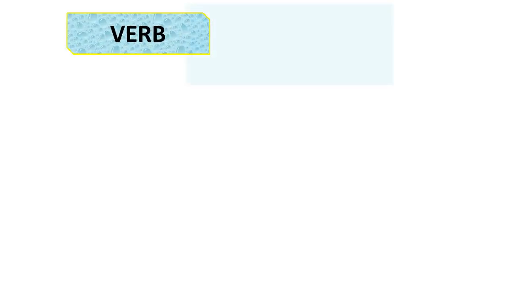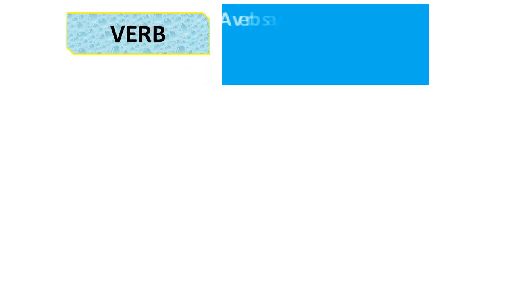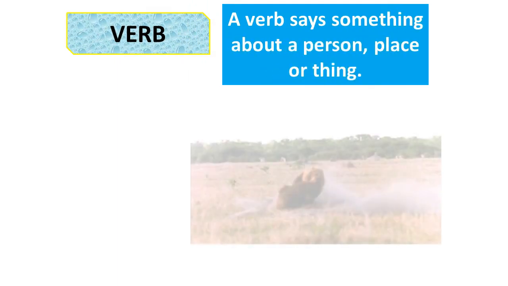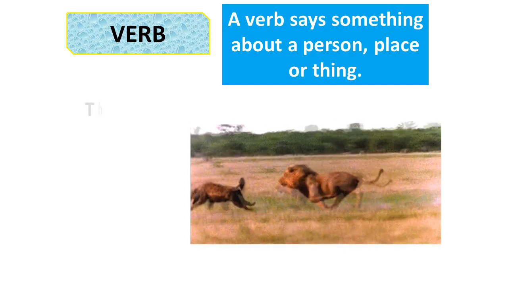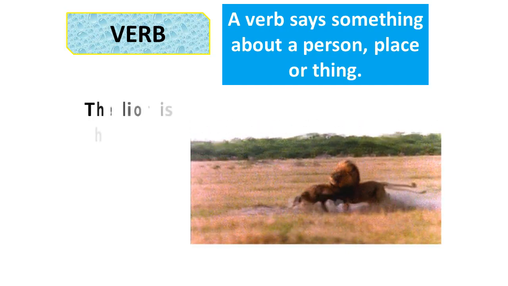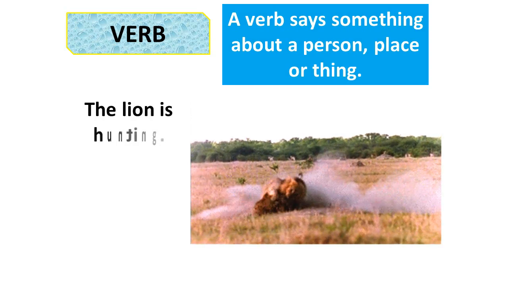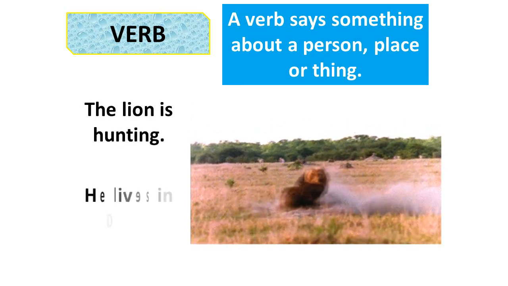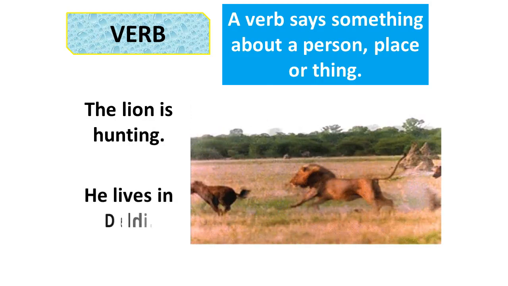Verb. A verb says something about a person, place, or thing. The lion is hunting. He lives in Delhi.